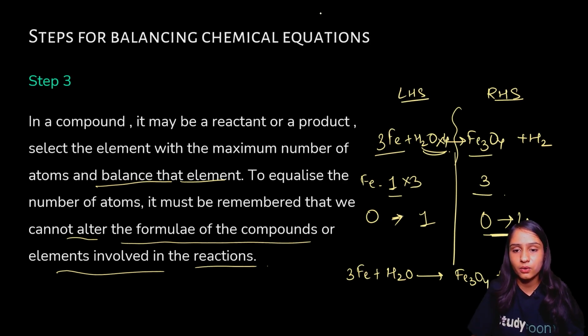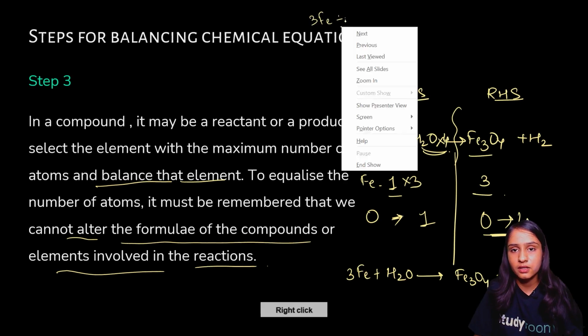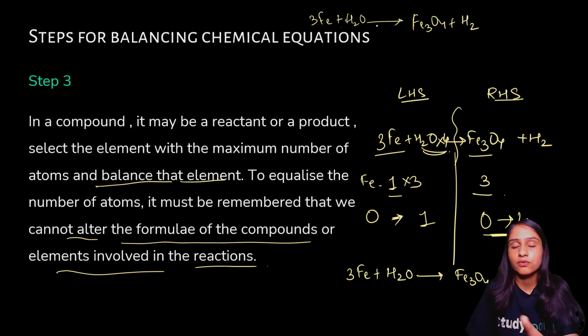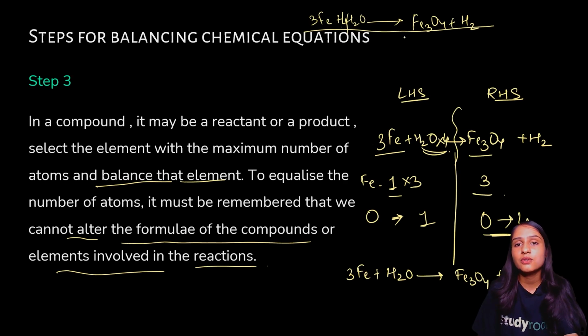Okay, let me write it over here. 3Fe plus H2O gives Fe3O4 plus H2. We balanced the iron atom. Now we are balancing the O atom. So here you will write 4. Okay. So you must be thinking that the equation is balanced. But did you count the H atom? No, right? Here the H atom count is 8 and here 2. So let us see what we will do in the next slides.